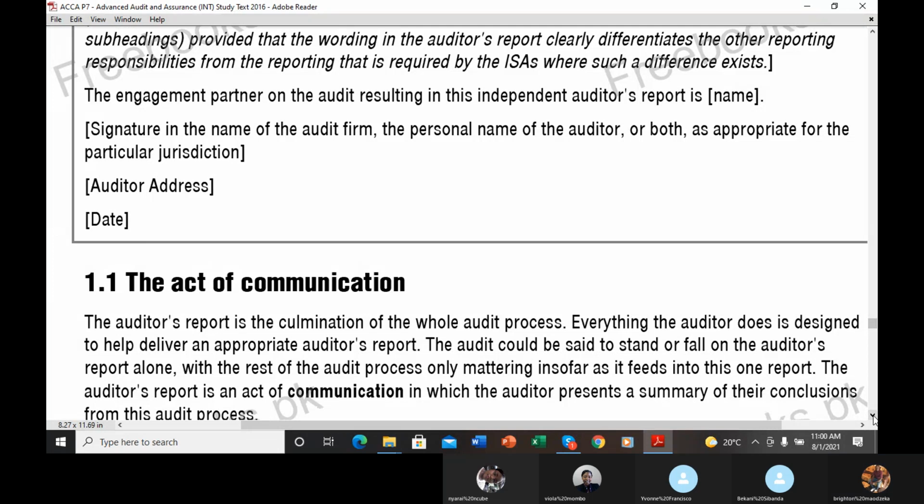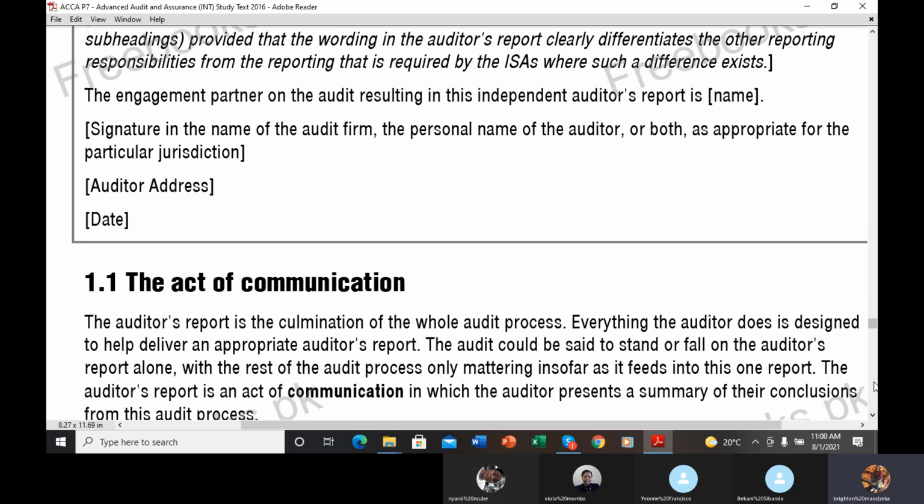So after that one, we have to write the signature in the name of the audit firm. We need a signature. The signature of the audit firm, in the name of the audit firm, or even the personal name of the auditor, or both, is appropriate for the particular jurisdiction. So we need the signature in the name of the audit firm or your personal name, then the audit address, then the date. That's the layout. These are the elements of an unmodified audit report.